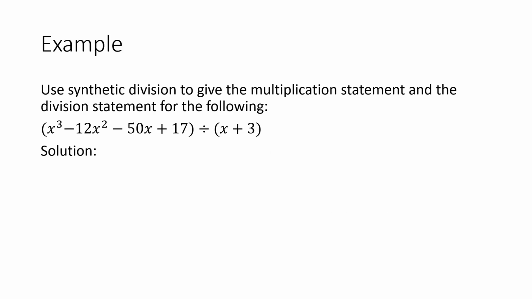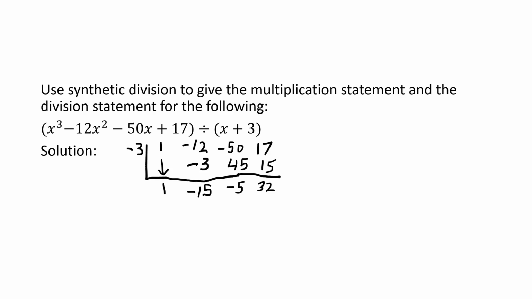So let's try another one. We'll use synthetic division to give the multiplication statement and division statement for x cubed minus 12x squared minus 50x plus 17 divided by x plus 3. Well, going through this quite a bit quicker, the one thing I'll point out is when you have a divisor of x plus 3, you put a negative 3 to the left. We see that our coefficients of our dividend are 1 and negative 12 and negative 50 and positive 17, so they go here. We bring the 1 down.